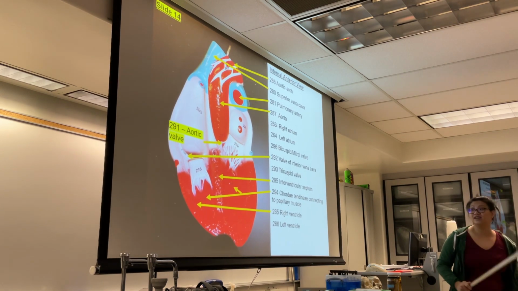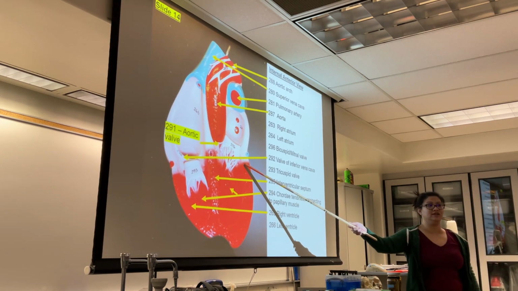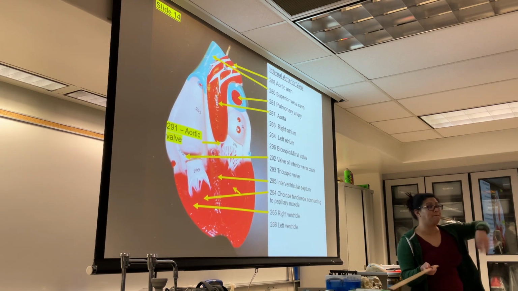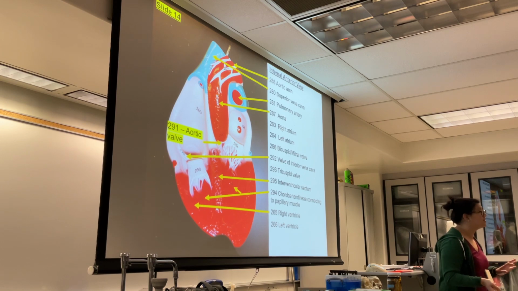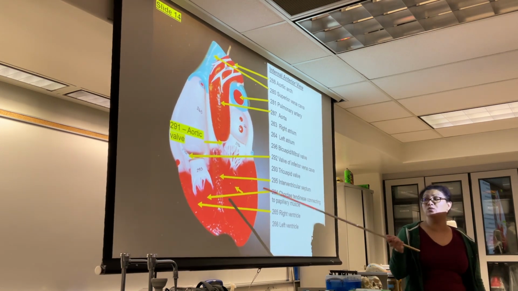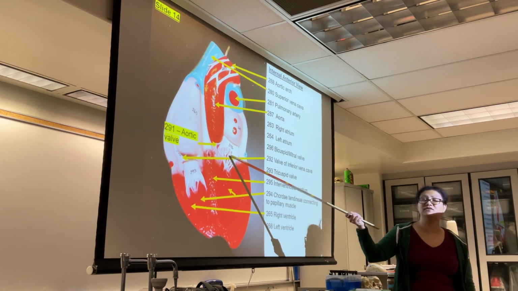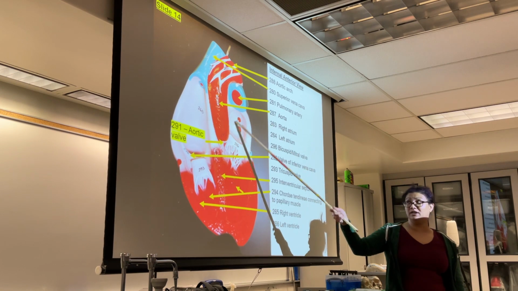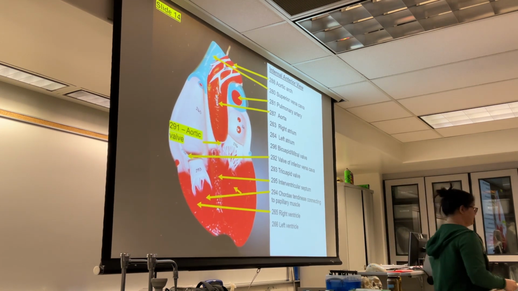Okay, so again, form fits function, everybody. Ventricles, remember, have to contract and push blood somewhere else, so that's why you have to have these guys here. And then when the ventricles relax, what happens to those flaps? They will close up, preventing the blood from flowing back into the ventricles from the arteries.